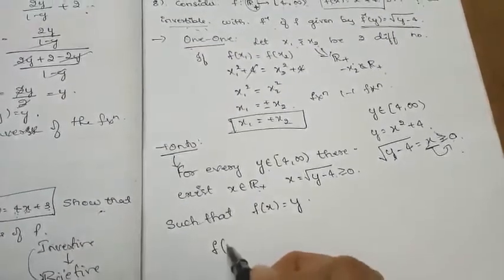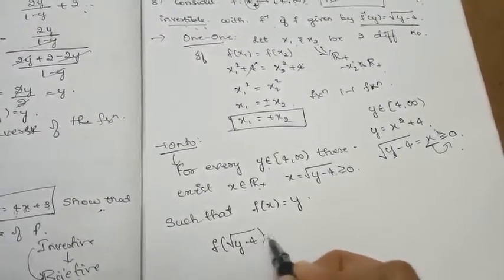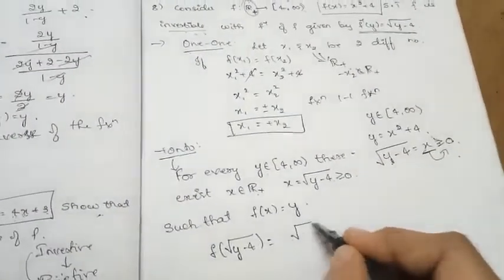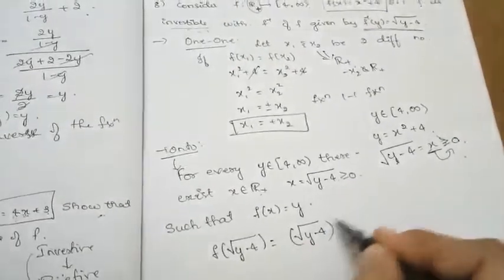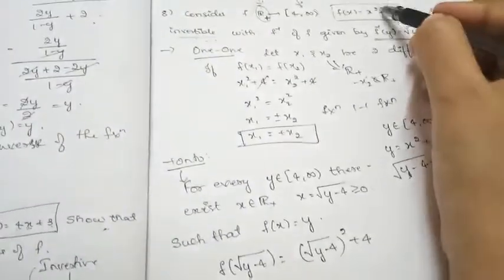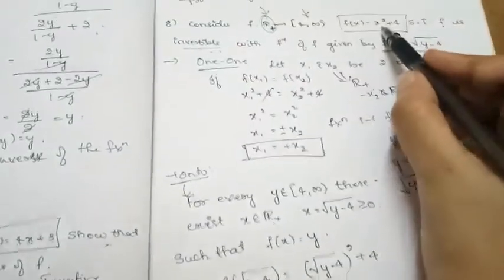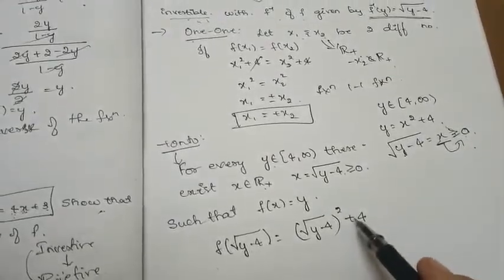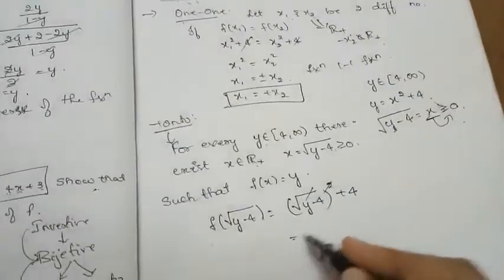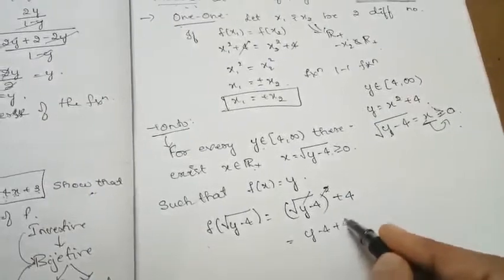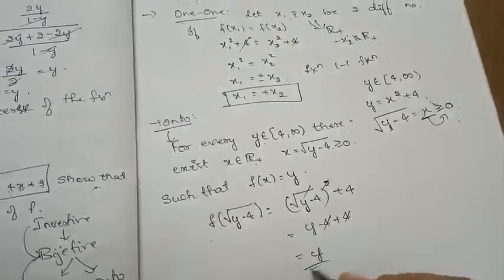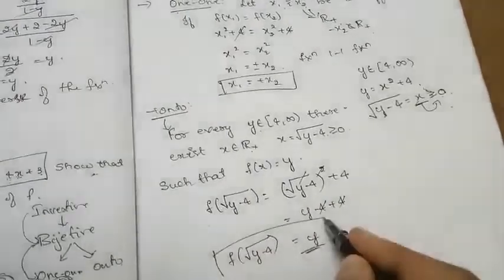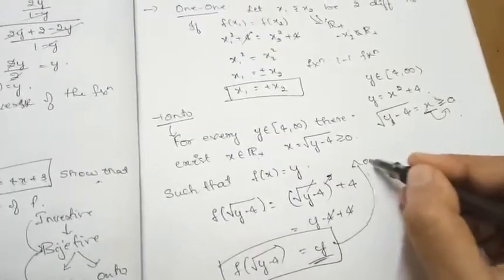That is, f of square root of y minus 4 is equal to square root of y minus 4 whole square plus 4, because f of x is x square plus 4. Root and square get cancelled, y minus 4 plus 4, the 4s cancel, giving y. So for that value of x we get y. So the function is an onto function.